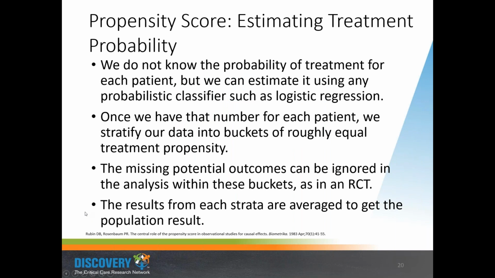Okay. Of course, the issue with doing that is that you don't actually know the probability of treatment for each patient. So what you have to do is estimate it using any kind of probabilistic classifier, and typically people use logistic regression. And so that logistic regression will give you a probability for each patient. And then the typical thing that people do is just stratify the data into buckets of roughly equal treatment propensity. So you can choose 10 buckets, 5 buckets, whatever. And then within those buckets, since you have essentially an RCT, you can just ignore the missing potential outcomes, and you take the difference of those averages in the two columns. And then you just average over the results within each strata to get the population result overall.